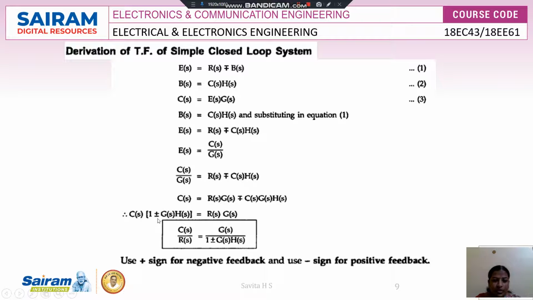So this is 1 plus or minus G of S into H of S is equal to R of S into G of S. So here my output of the transfer function is C of S by R of S. So this is nothing but G of S divided by 1 plus or minus G of S into H of S. So here we are using the plus sign for the negative feedback and minus sign for the positive feedback. So this is the derivation for the closed loop system.